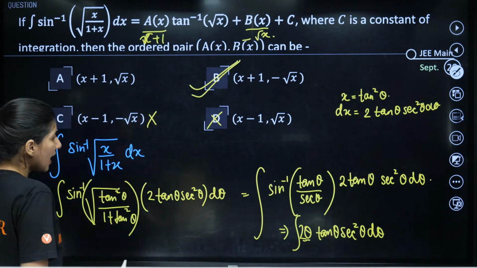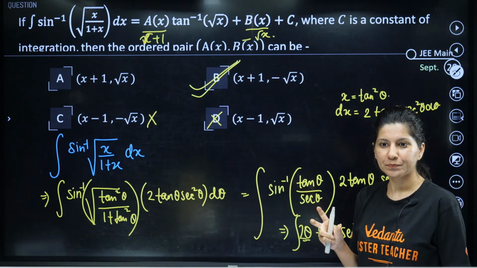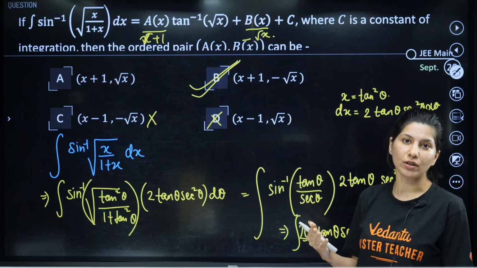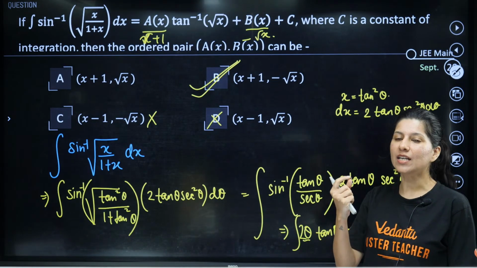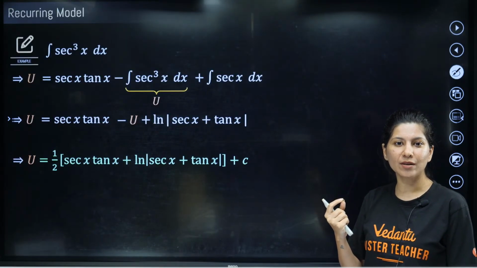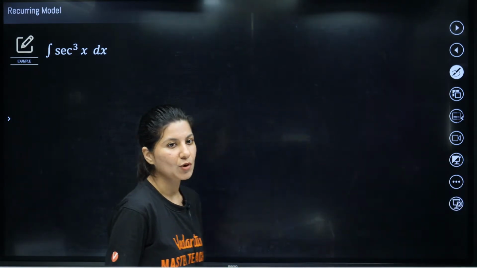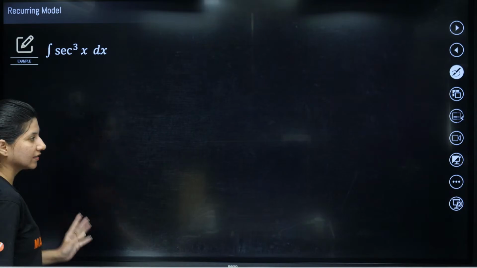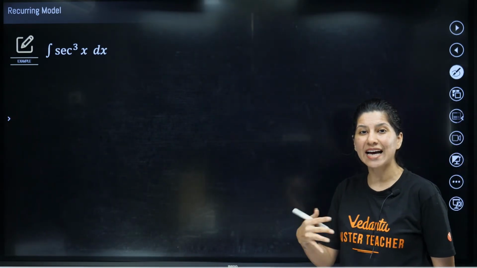All right. Now the last part of today. So basically the recurring model. In integration by parts there is one very important model that we have to do. That is your recurring model. Sec cube x. Now let us understand what exactly the recurring model is.